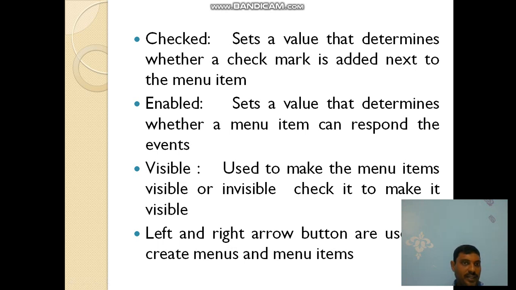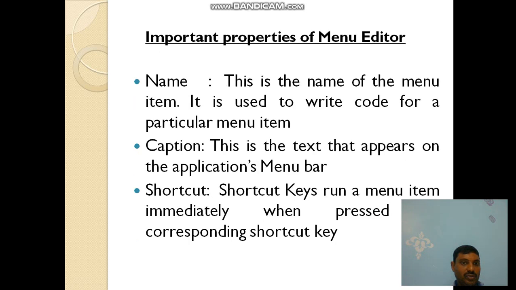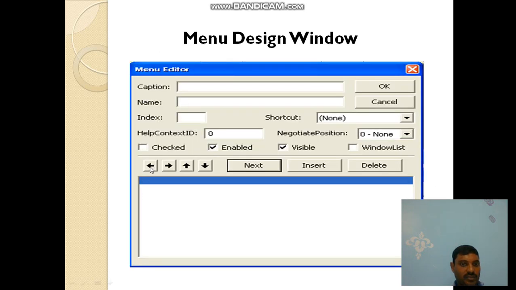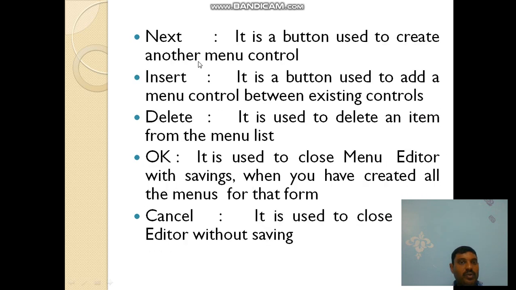Menus and menu items. These buttons are used to create menu items: the four buttons, left, right, top and bottom. Okay, the next important one is Next. It is a button used to create another menu control. So if you want to create menu controls one after another, using this Next button we can create them one by one.